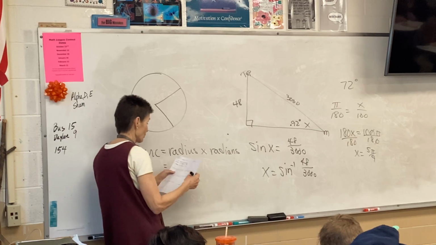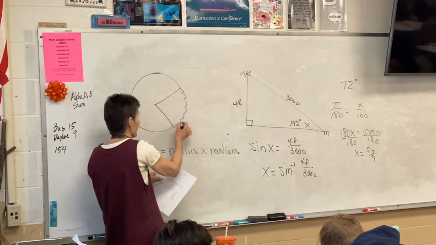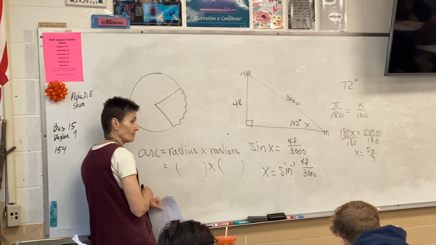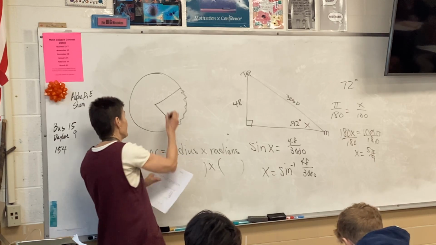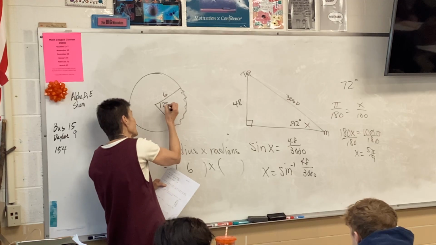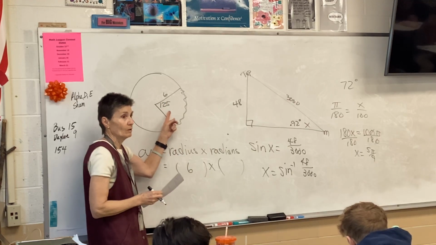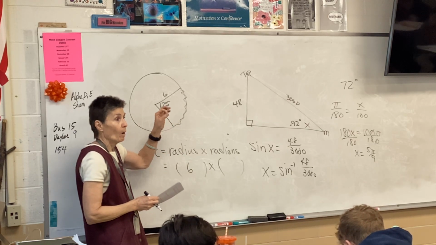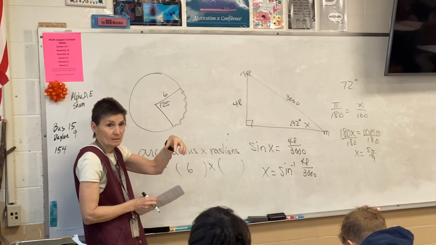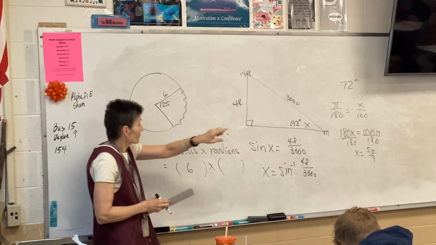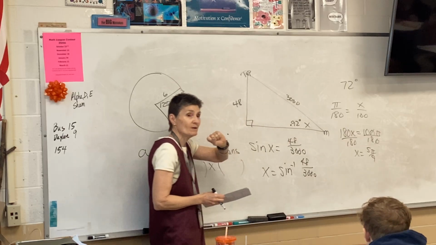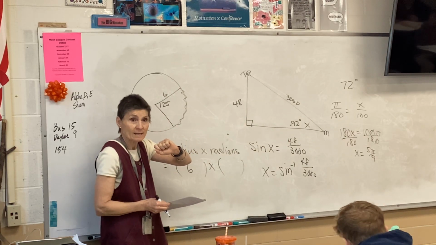So you're finding the arc, you're finding this right here. That's just going to be two things times each other. The two things are going to be the radius, which is 6, and the radian measure of the angle, which you don't know. What do you know about that angle? It's 125 degrees. So what are we going to do? Exactly what you just did. We're going to change 125 into radians.